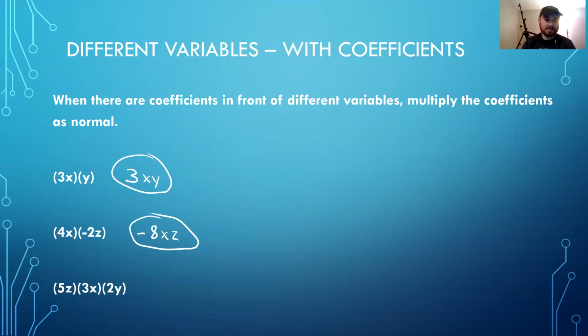Here we have 5z times 3x times 2y. So that's going to give us 5 times 3 times 2. 5 times 3 is 15, times 2 is 30. Then we have zxy. And again, the order doesn't matter. If you want to write in alphabetical order, go xyz. That's totally fine. It is 100% up to you.